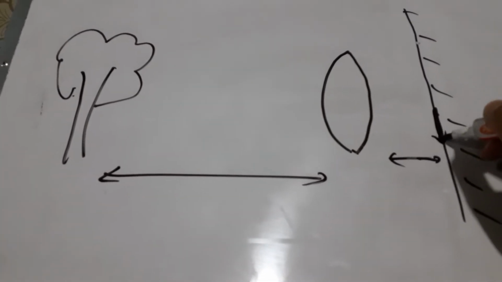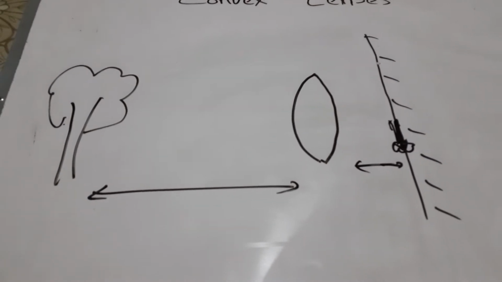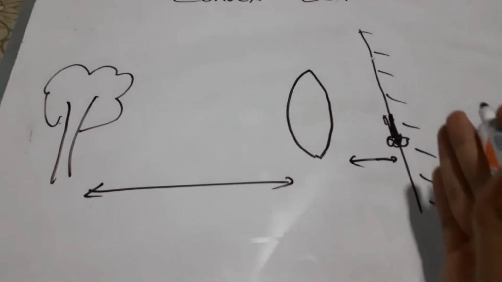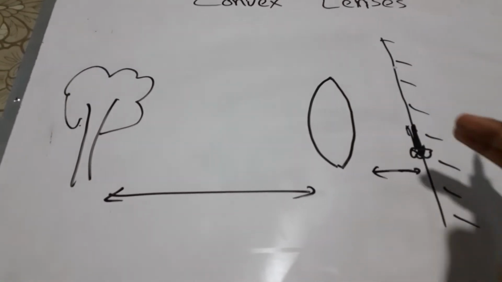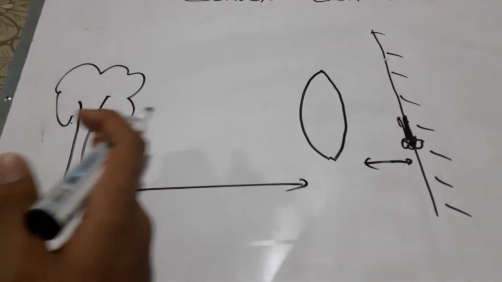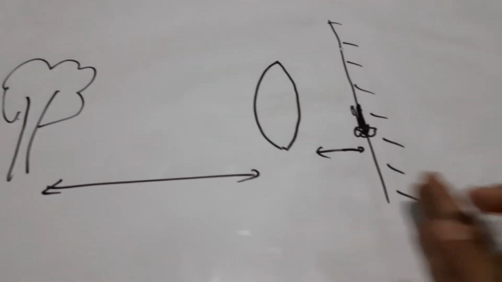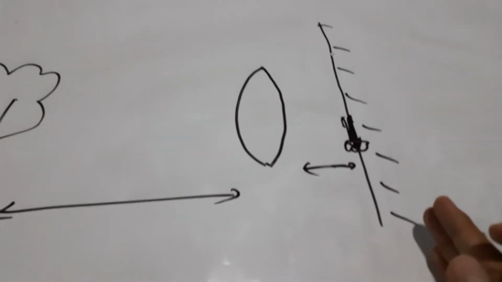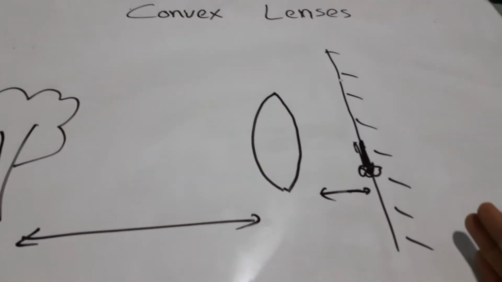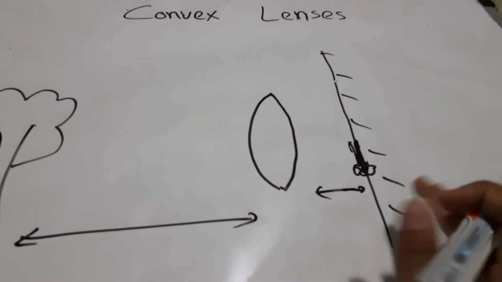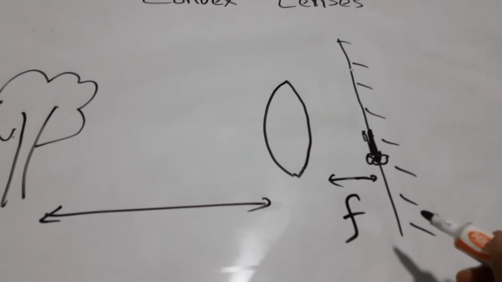Here you will be obtaining an image of this distant tree. To obtain this image, first you have to keep the lens and direct these light rays into the lens, and then change this distance and check which distance gives you the clear image of this tree. That distance will be the focal length. Symbolize it as simply f.